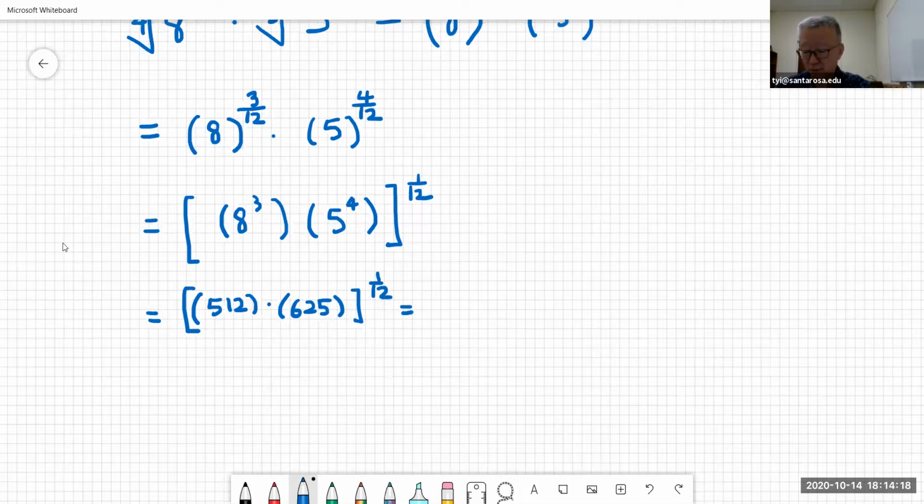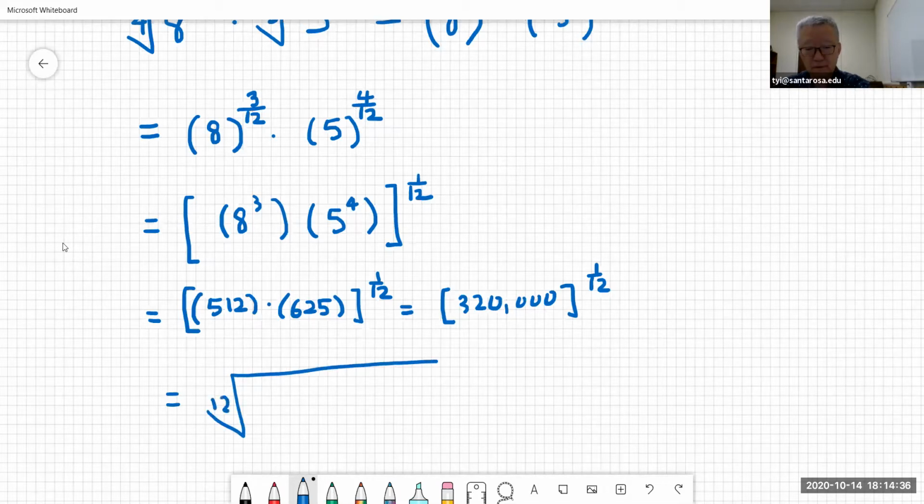And you multiply that, 512, I get 320,000 to the 1/12. And now you have the radical. Index is a 12. The radicand is going to be 320,000.